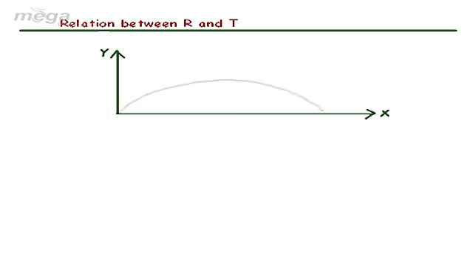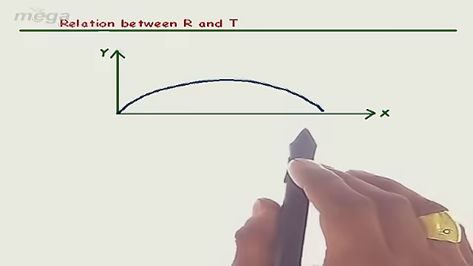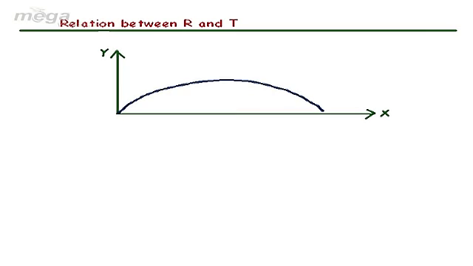Relation between the horizontal range denoted by R and time of flight for the projectile which has been thrown from ground and it lands again on the ground. In this case, just consider one projectile which has been thrown at some angle with the ground. Trajectory of its path may be drawn as this blue color line, in which what we have to find is relation between R and T.